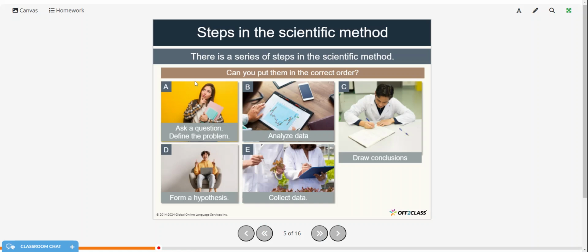All right, so there's a series of steps in the scientific method, and can you put them in order? So one, you would ask a question, define the problem. Then you would form a hypothesis, collect data, analyze the data, and draw conclusions.